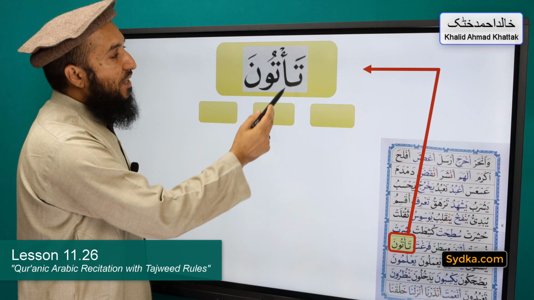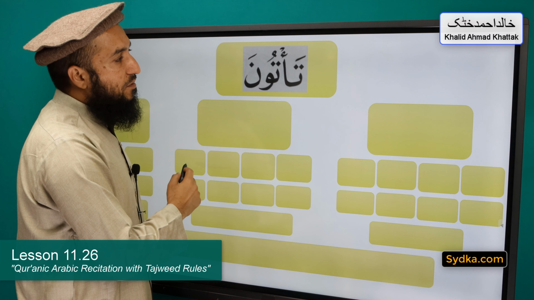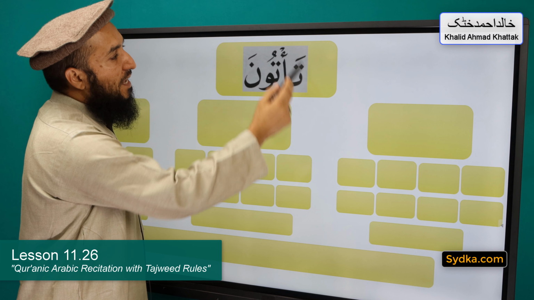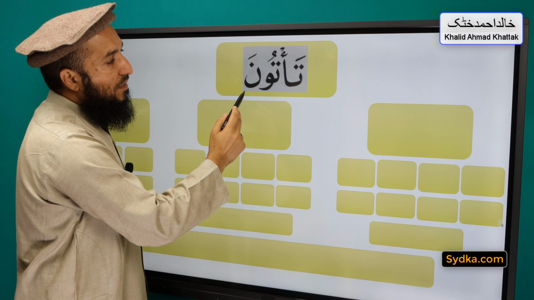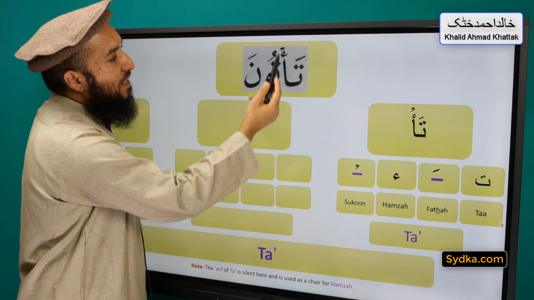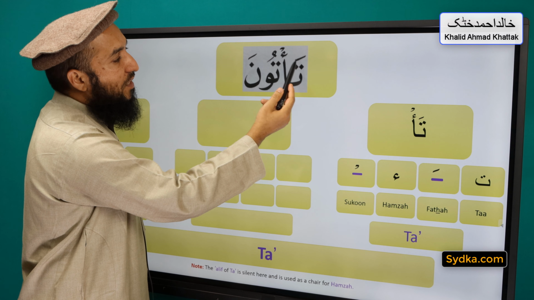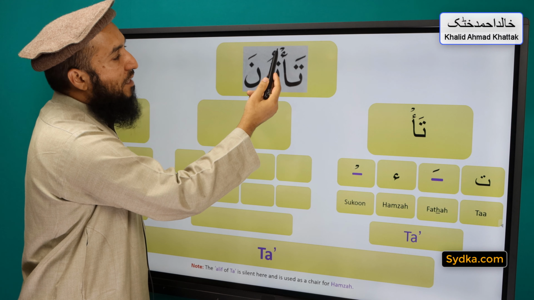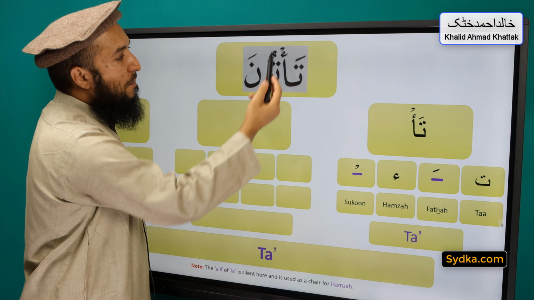The next word we have is ta'tuna, and it can be divided into 3 syllables. The first one is ta, the second one is tu, and the third one is na. So the first syllable we have is ta fatha hamza sukoon ta. Ta is a light letter, it has fatha on top of it, it is followed by hamza, and hamza has sukoon, and this alif is silent and used as a chair for hamza.